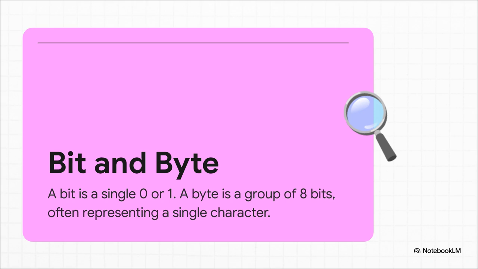Think of a bit as the absolute smallest atom of digital information. And when you group 8 of those bits together, you get what's called a byte. So if a bit is like a single letter, a byte is like a small word. And with just these simple building blocks, you can build literally anything.